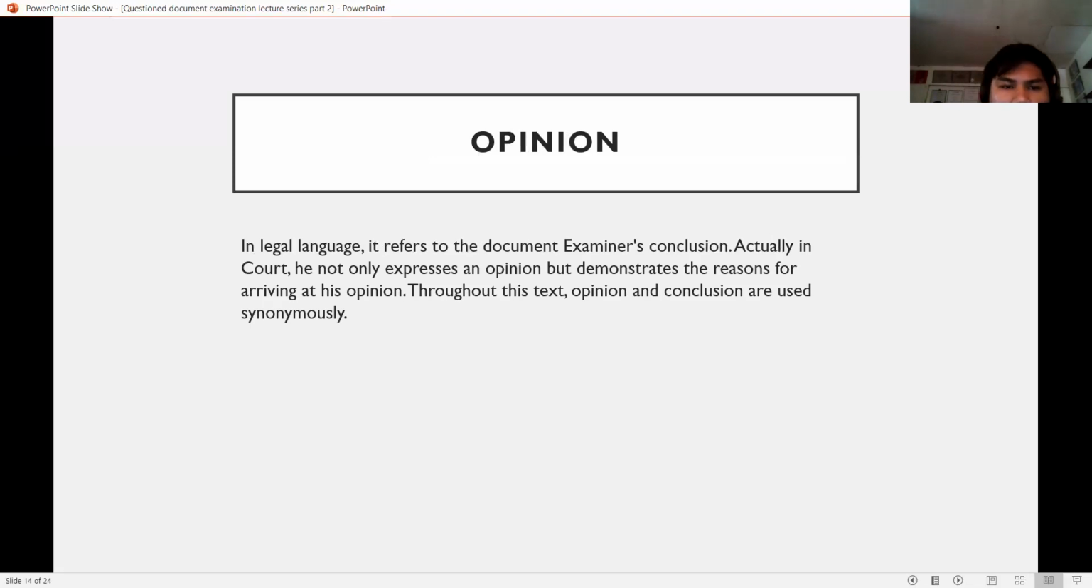And we have here opinion. In legal language, it refers to the document examiner's conclusion. So in court, ang term magud gabiton is opinion, not conclusion. Therefore, it is a legal language. It refers to the document examiner's conclusion. And actually in court, he not only expresses an opinion but demonstrates the reasons for arriving at his opinion. So the document examiner should explain ngano siya ni-arrive ana nga opinion. And throughout this text, opinion and conclusion are used synonymously.